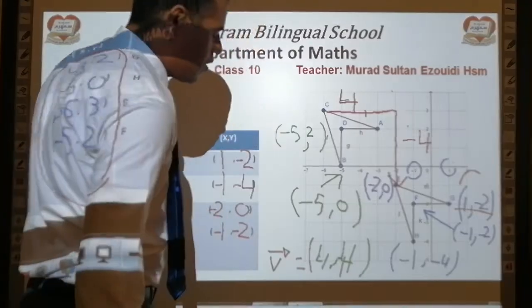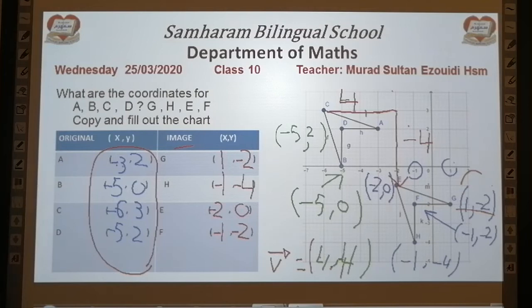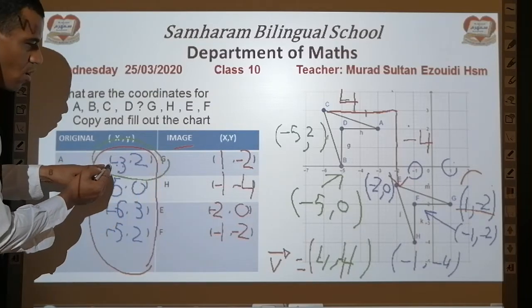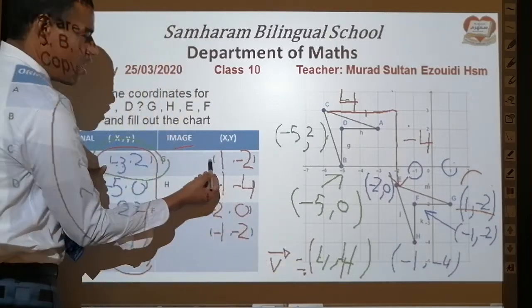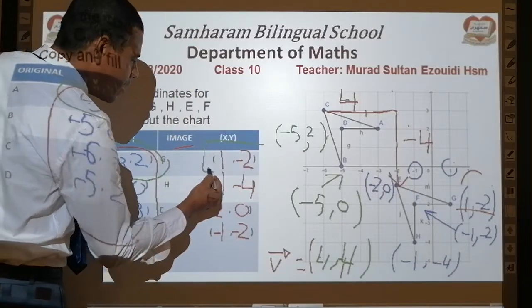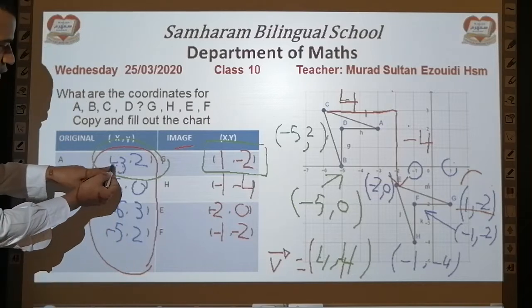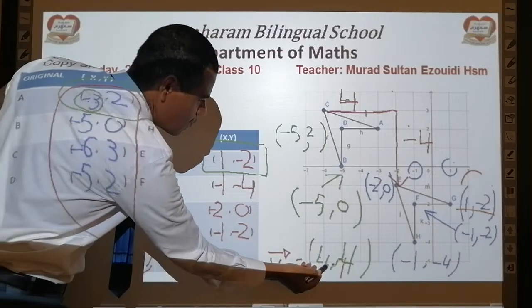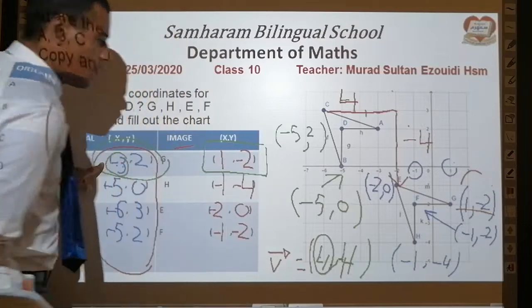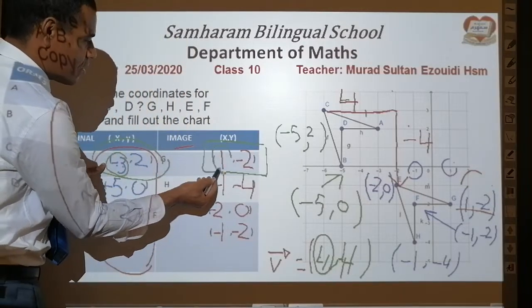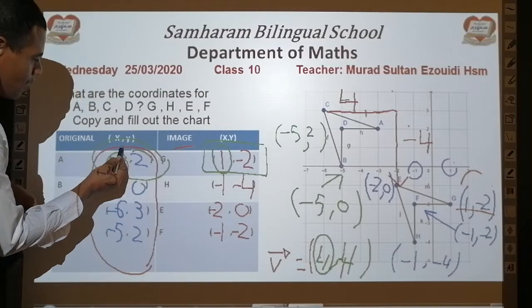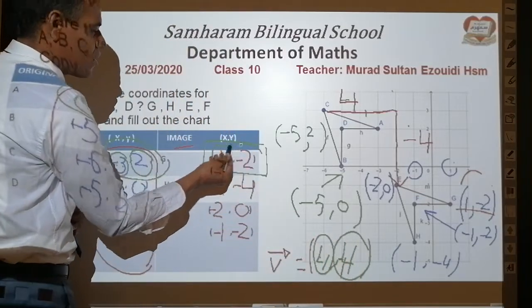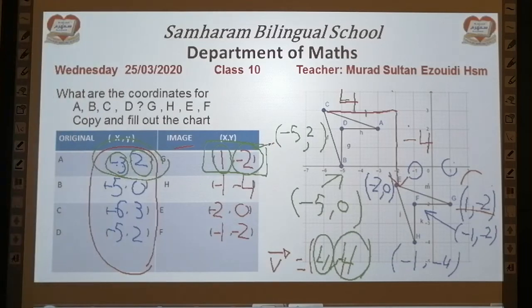Let's check this one, my kids. I will start from this point, and I will use the translation vector. Shall I find the same answer after translation? Yes or no? So this is negative 3, isn't it? Negative 3 plus 4 gives 1. Very good. Then the next one, the y coordinate 2 minus 4 is negative 2. Of course, yes.